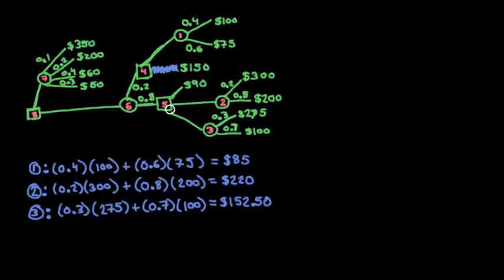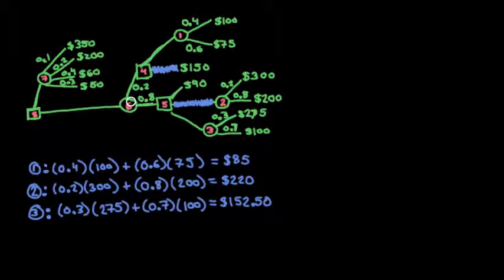We can go to node 5. You can make $90, or node 2, $220, or node 3, $152.50. We're going to go for the expected value at node 2. Okay, now let's take it back another layer.